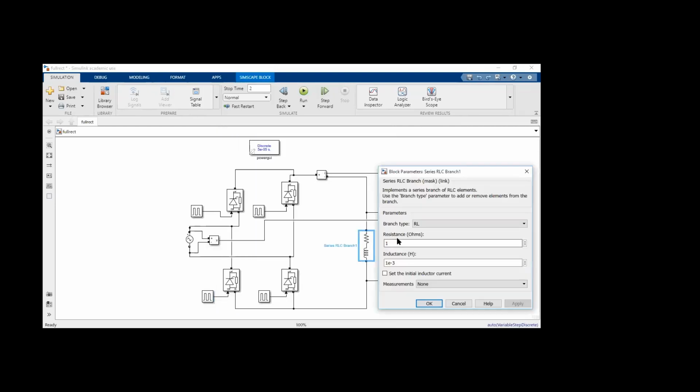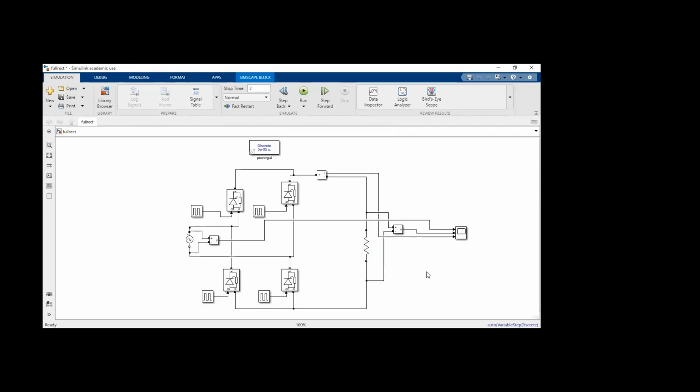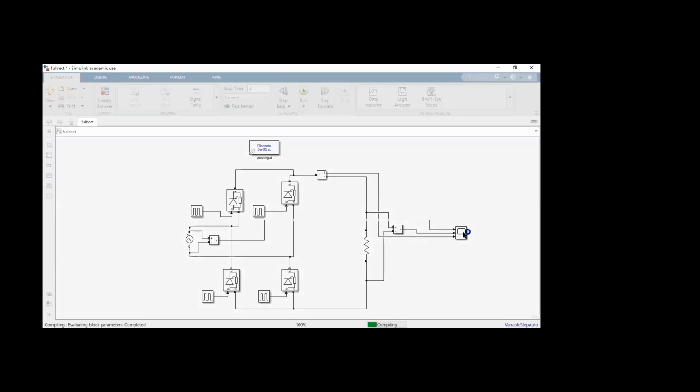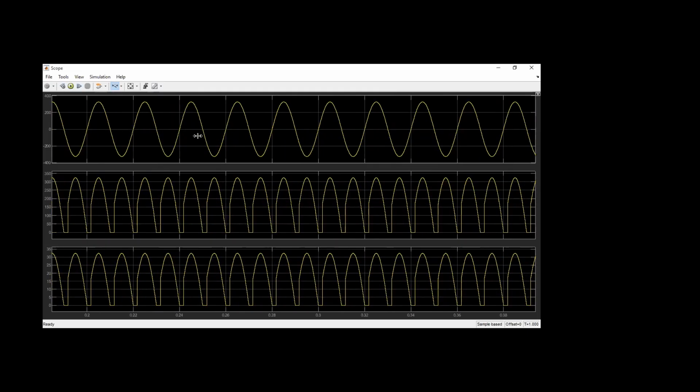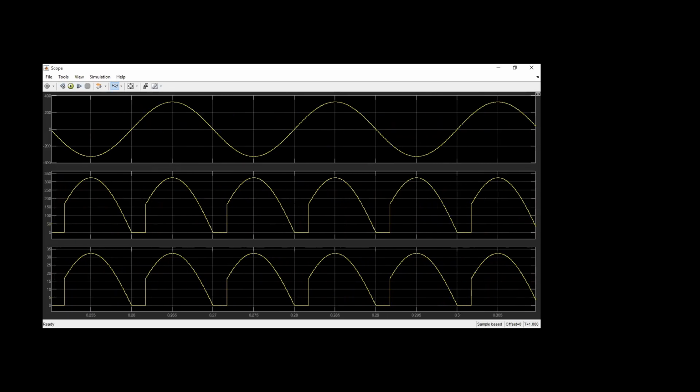Now first I am taking the R load. Let me take the R load and run. This is the bridge rectifier, full wave rectifier with R load. With 30 degrees, then 210, then 30, 210, it is continuously coming. So this is with R load.